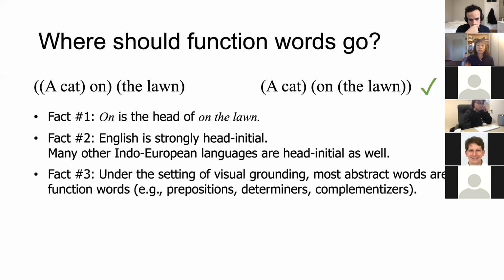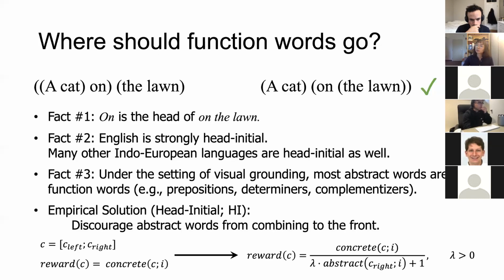And the third thing, under the setting of visual grounding, most abstract words are function words. This includes things like prepositions or determiners or complementizers. So we propose a very empirical solution to this problem, which we call the head-initial hypothesis, which will discourage abstract words from combining to the front. Instead, we encourage an abstract word to be the left part of the corresponding constituent.